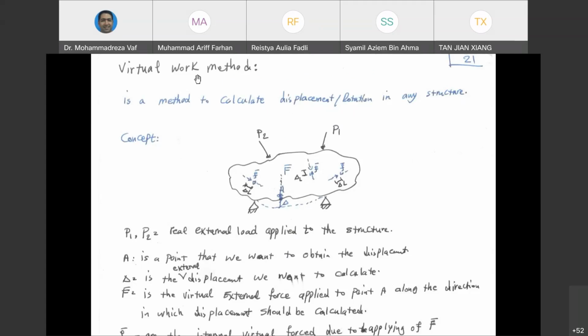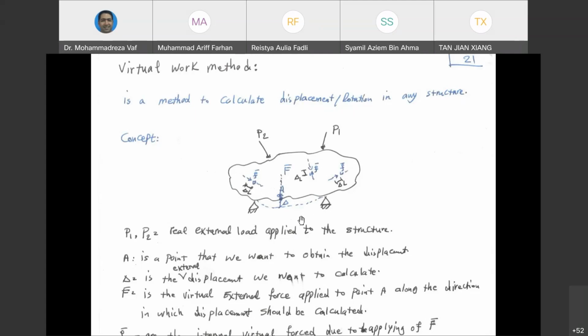Okay, let's start with the virtual work method. As I said, this technique is going to be used to calculate the deflection of our structure. This is a general technique, can be applied to truss, can be applied to beam, can be applied to frames. So any type of structure that you have, you can easily use this method in order to calculate its deflection.